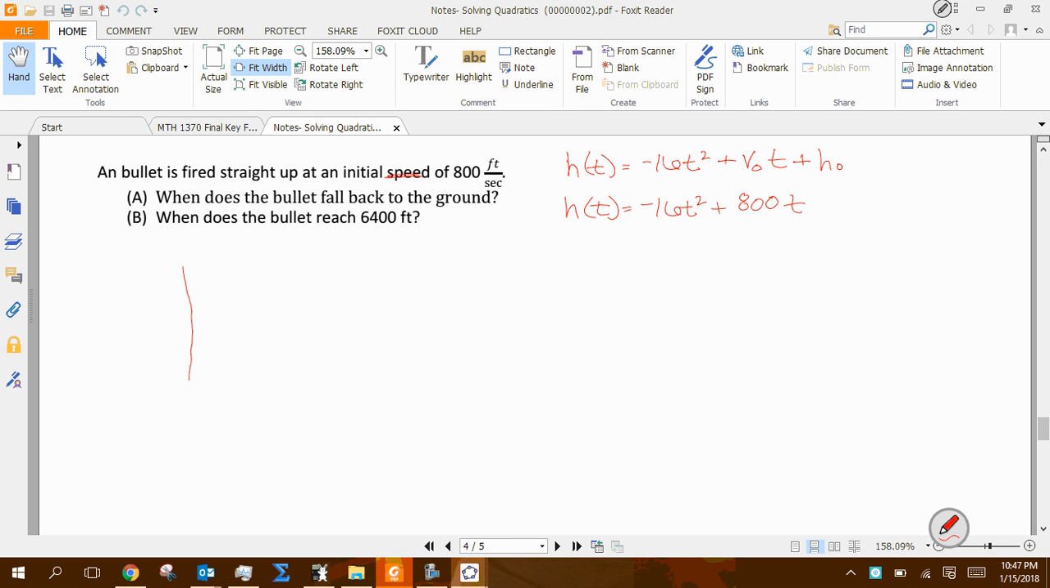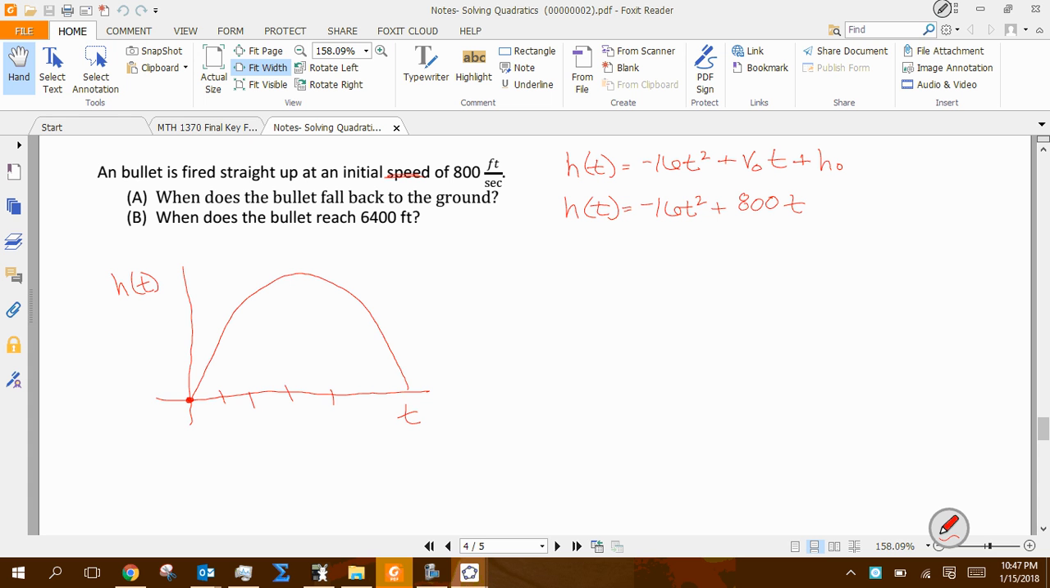It says, when does the bullet fall back down to the ground? That's kind of an odd question the way they phrase it, but we know the bullet starts on the ground. We shoot it straight up in the air. If I measure height against time, at maybe 1 second, 2 seconds, 3 seconds, 4 seconds, and try to plot what this thing looks like, it's going to be parabolic.